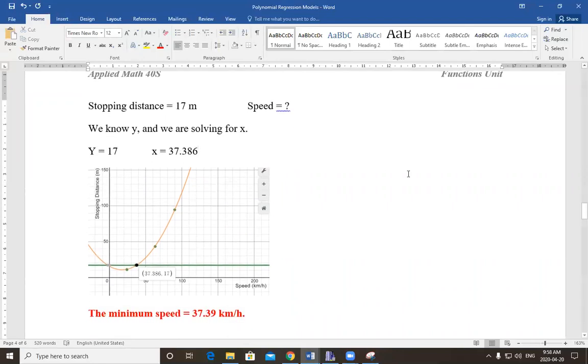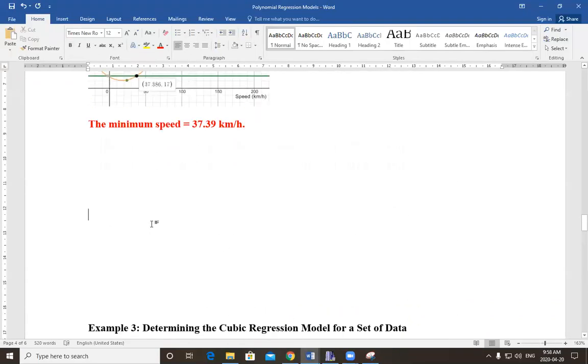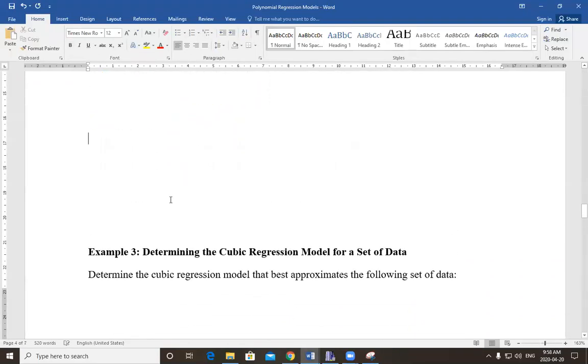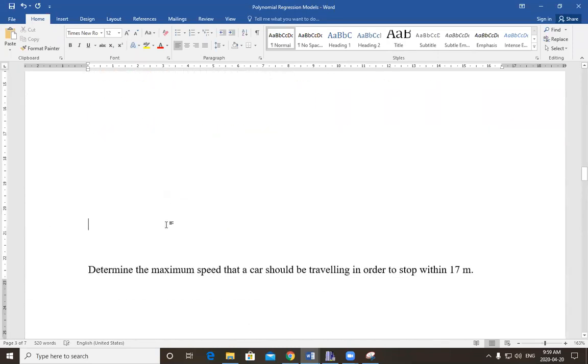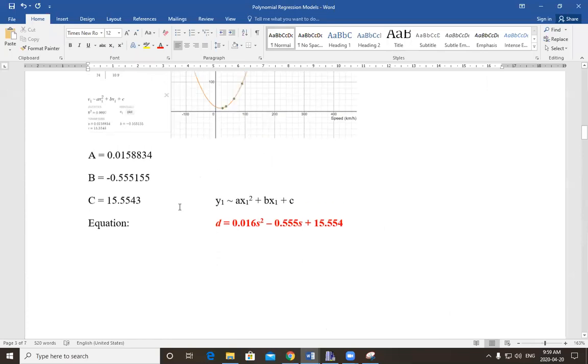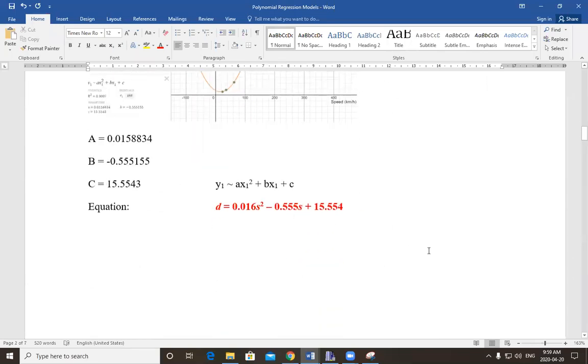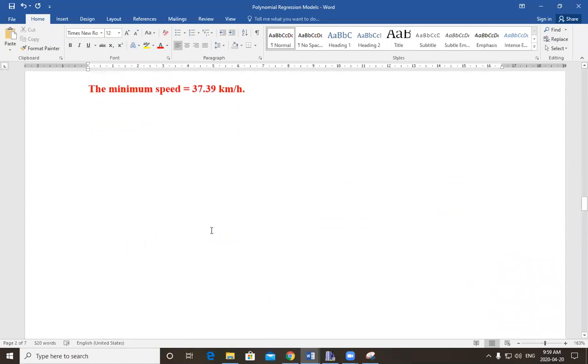Okay, so showing the work would be typing out what we're solving for, doing it in Desmos, clicking the intersection point, snipping the graph, copy pasting it in, and then rounding our final answer. So what we've just done in example 2 was use a quadratic model to solve contextual problems.